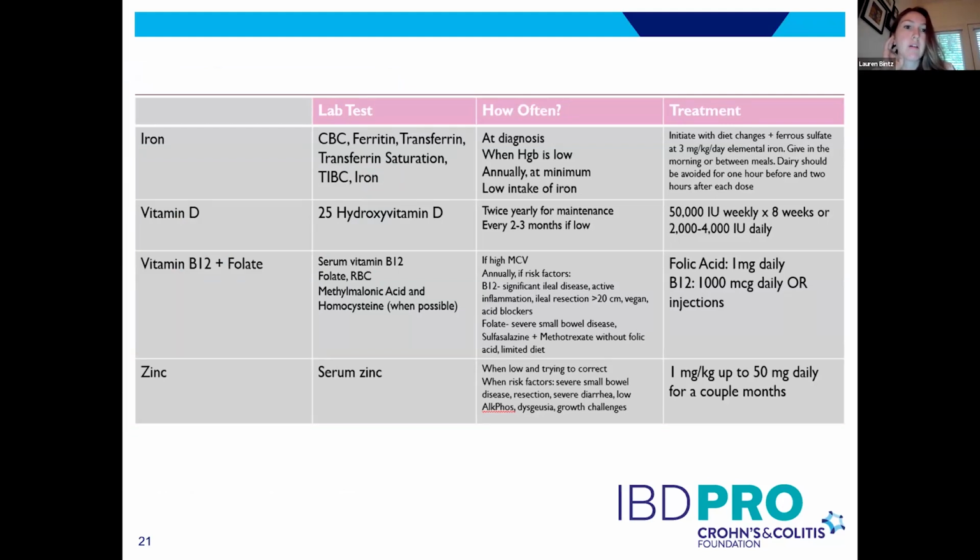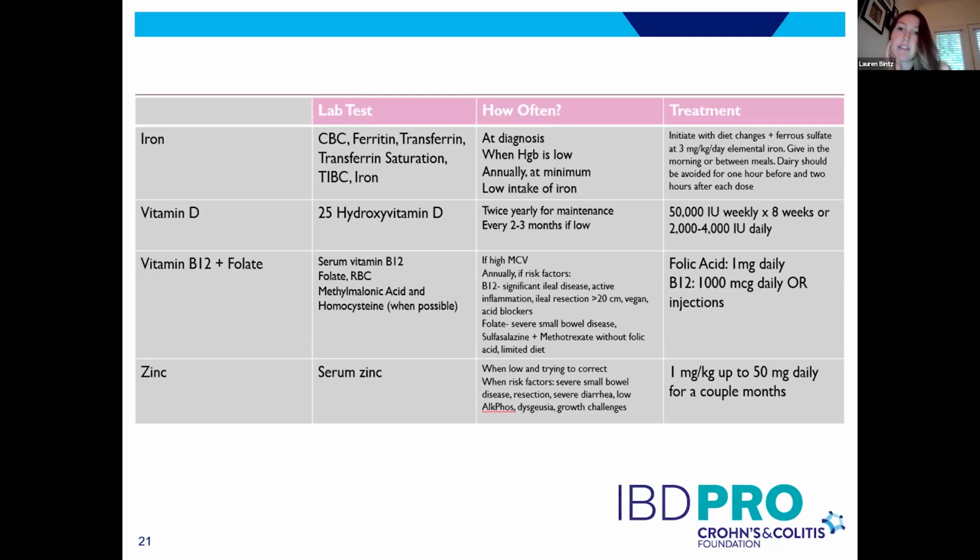We want to be very mindful of iron, vitamin D, B12, folate, and zinc, primarily with IBD. Iron is always drawn at diagnosis and annually at a minimum. If a patient has low intake of iron as well, I can suggest that it's drawn. But the physicians are always great about drawing these labs. With most patients, they are drawn annually at minimum, but if hemoglobin and some of these iron labs have been frequently coming back low, we will draw them more often.